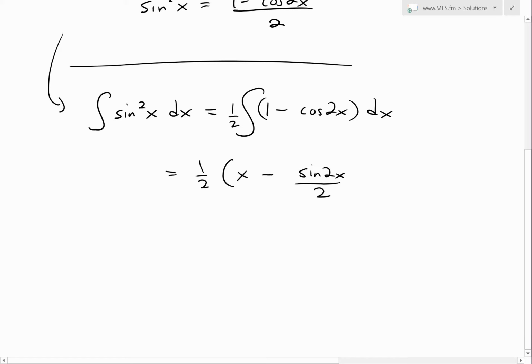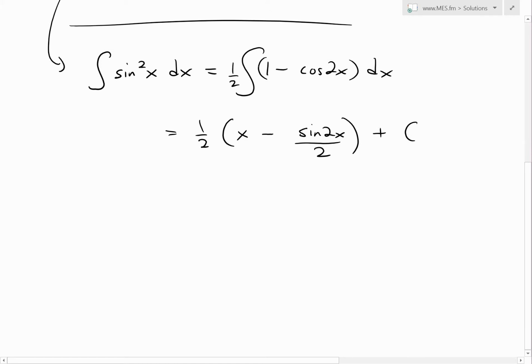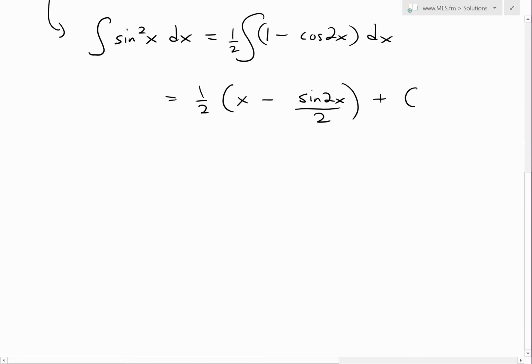When you use the chain rule and take the derivative of sine 2x, this is going to be cosine 2x times 2, so you have to divide by 2 to get cosine 2x. So that's the integral like that, and then basically we have to add a constant c, like always whenever we do an indefinite integral.